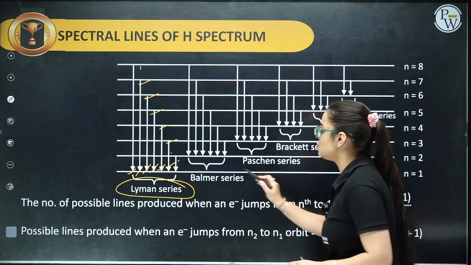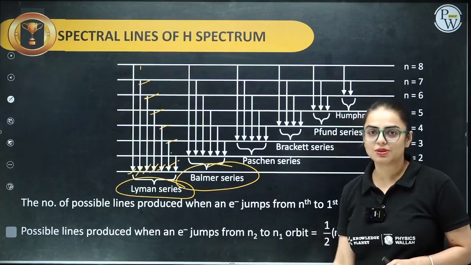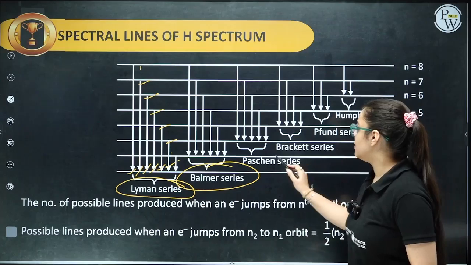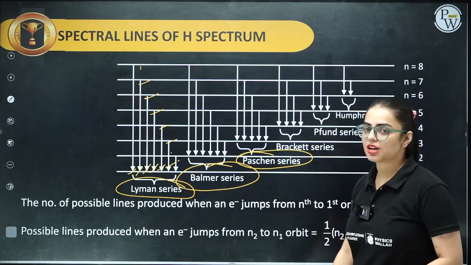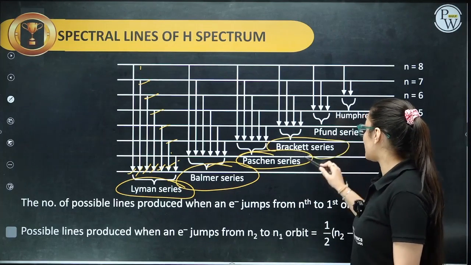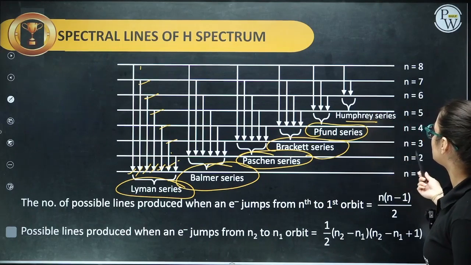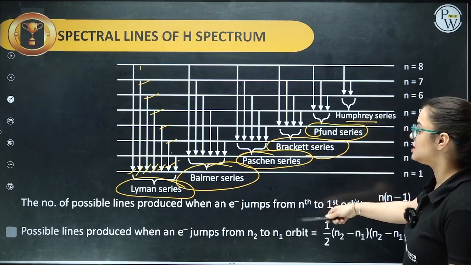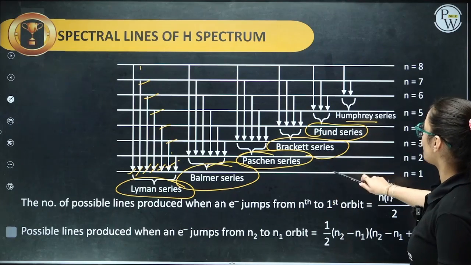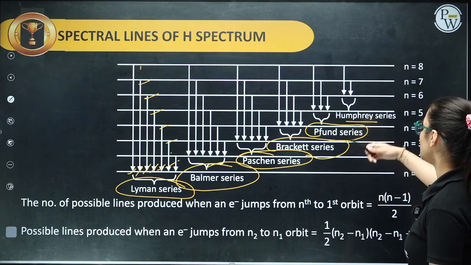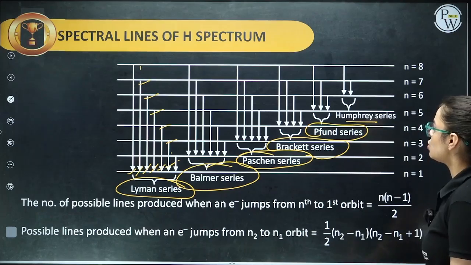If it is coming to the second level, n equals 2, it is the Balmer series. If it is coming to n equals 3, it is Paschen. If it is coming to 4, it is Brackett. If it is coming to 5, it is Pfund. At 1, it is your Lyman. At 2, it is your Balmer. At 3, Paschen. 4, Brackett. 5, Pfund. And 6, Humphreys. So, this way it goes.